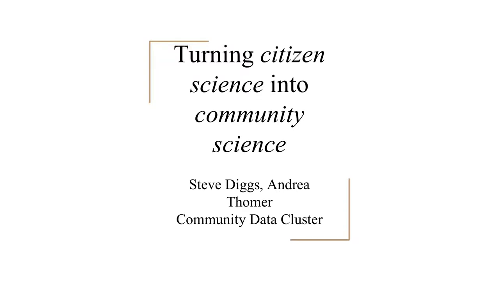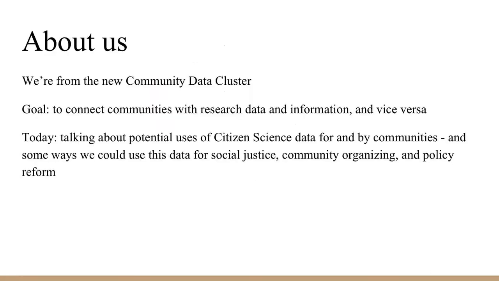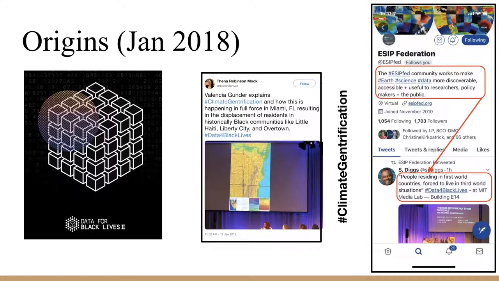How we got started a year ago, I was at a meeting called Data for Black Lives. And what came up was that Flint, Michigan residents still don't have clean water. You know that because people are still getting sick and the water looks rusty coming out of the faucets. But data are not being taken to mitigate that. We have an EPA and we have NOAA, we have all these agencies, and yet people who are turning on their faucet don't have access to that information and that knowledge. ESIP has a bunch of people that have that expertise, so we wanted to connect it together through the cluster. And then I tweeted out something that I thought was interesting: people living in the first world under third world conditions.